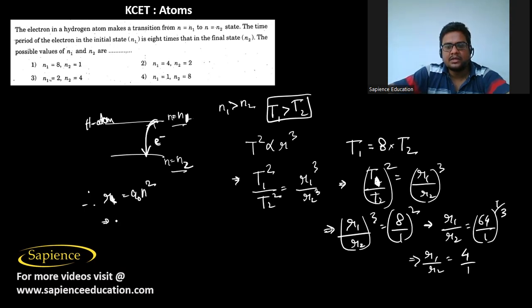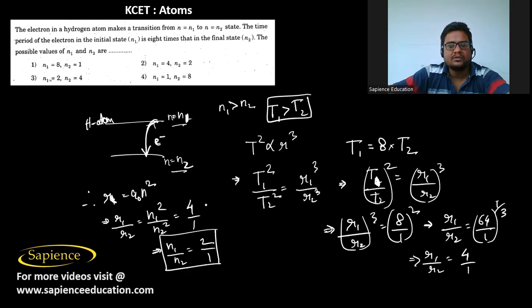So therefore R1 by R2 equals N1 square by N2 square, that is equal to 4 by 1. So therefore N1 by N2 should be equal to 2 by 1. So it means that the ratio of N1 and N2 should be equal to 2. So N1 should obviously be higher than N2.